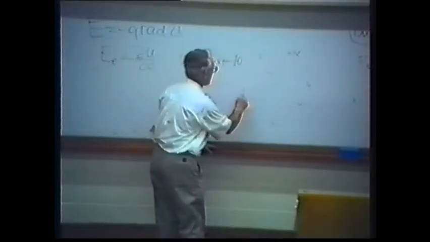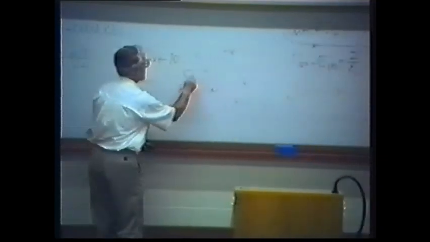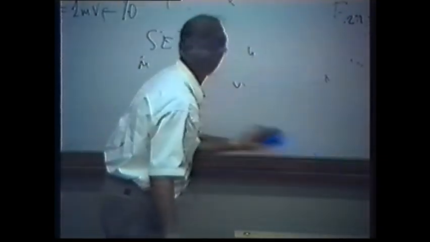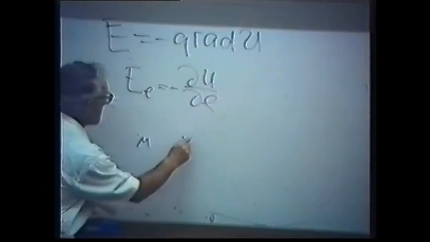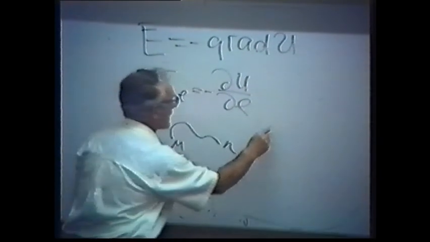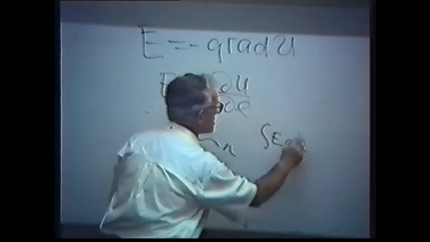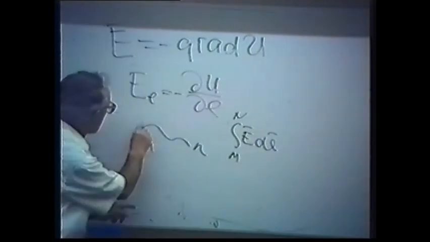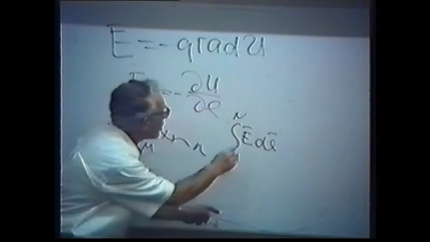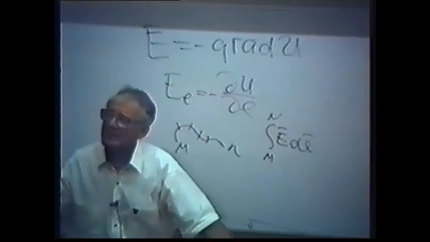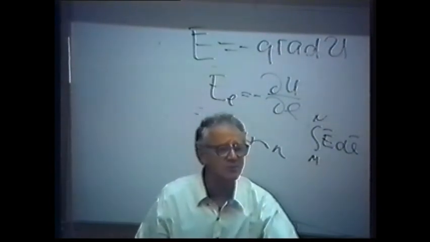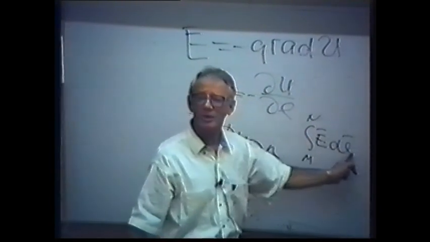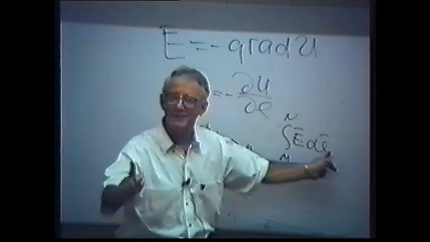You would like to calculate voltage between 2 points, M and N. You have a wire. You would like to know the voltage between points M and N. It's a complicated story. You have to divide the contour into many elements, take dot product. But potential allows us to get rid of this problem. What is the expression for voltage? Some of you told me at the beginning.